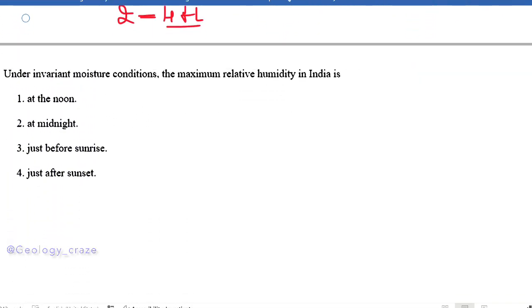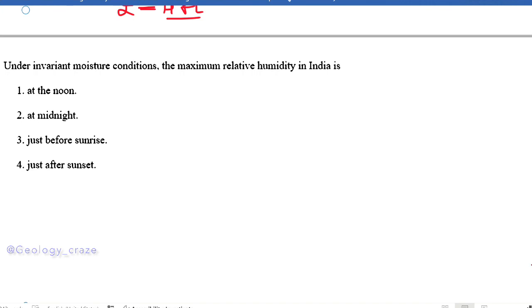In the next question, under invariant moisture condition, maximum relative humidity in India is exactly... I don't know the concept related to this right now. If anybody knows the proper concept, just mention it in detail in the comment box, so that others can also get the benefit. If I get the proper explanation, I will explain this question in the next video.